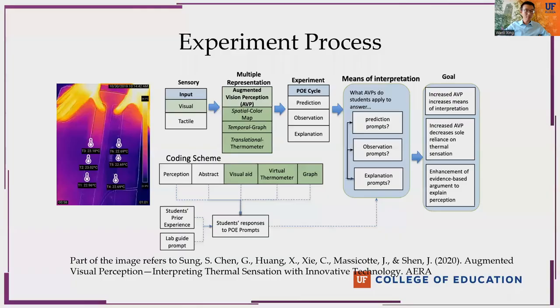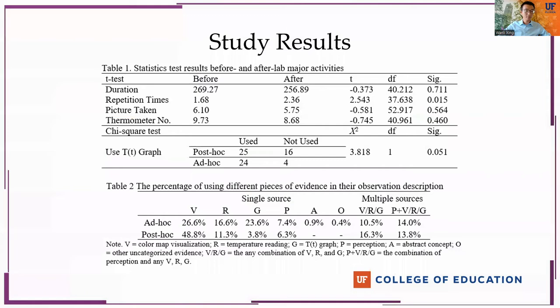And here is the experimental design process, where we not only get the various student data and lab reports, we can also get their logs when students interact with our AI agent. And the results found that students are very engaged during the lab activities, and they use different pieces of evidence in their observation description in the lab report.